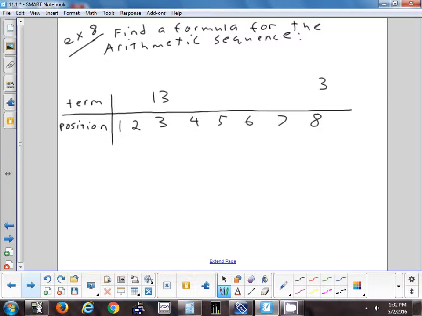Okay, this one is a little different. They're giving us the third term and the eighth term. But which term do you really need to have that's most important? First term. That's the one you need to know. But I've given you enough information. We should be able to figure it out. How can I figure out what's going on here, given that it's an arithmetic sequence?